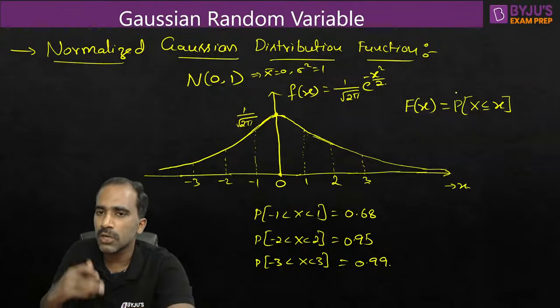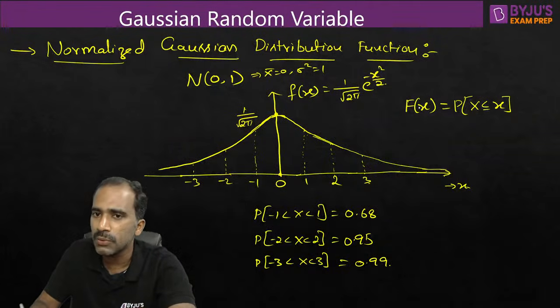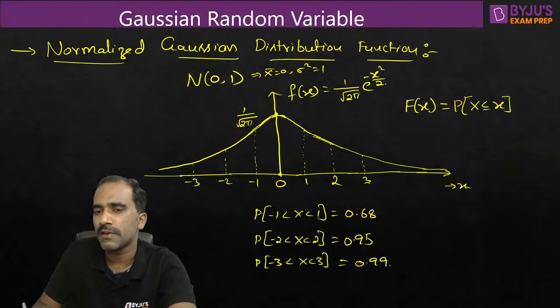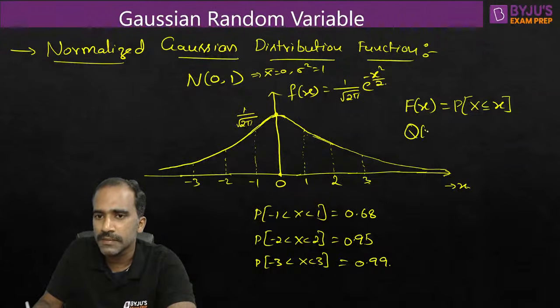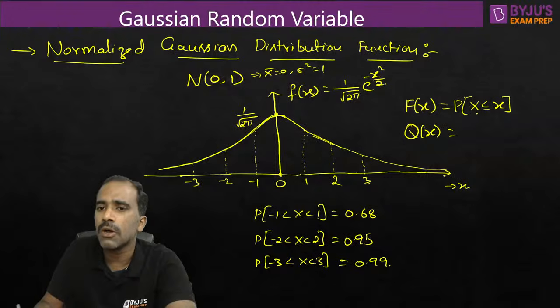CDF function means it is the accumulation of all the probabilities till the value x, till the value of the random variable taking x. So X less than or equal to x means here we are trying to find the probability of the random variable taking all the values less than or equal to x, or from minus infinity to small x, whatever is the probability that we are adding up. So that is the meaning of F of x. And how about Q of x? Q of x meaning is just the opposite.